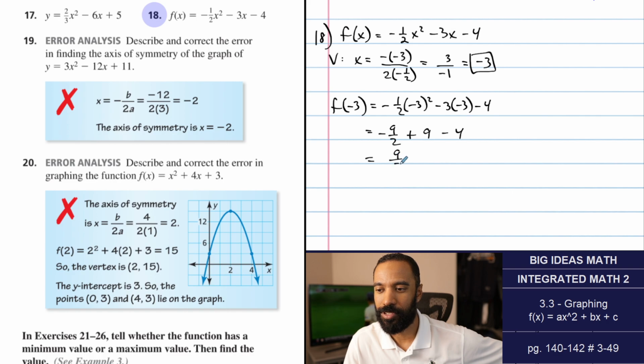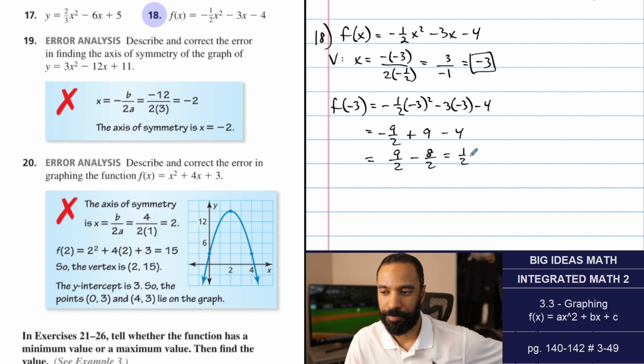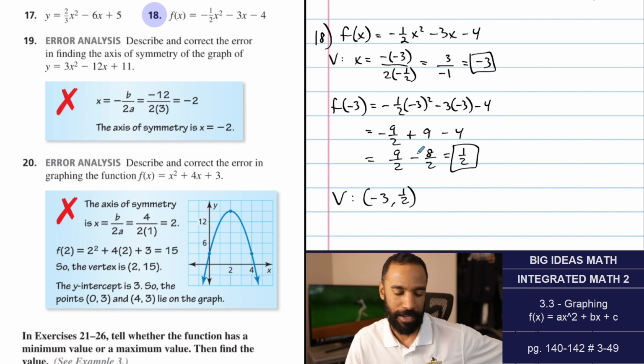So 9 halves minus 4. 4 is 8 halves, and that gives you 1/2. Still better looking numbers as far as what we're going to do. It's still a fraction. But negative 3 comma 1/2 is the vertex.